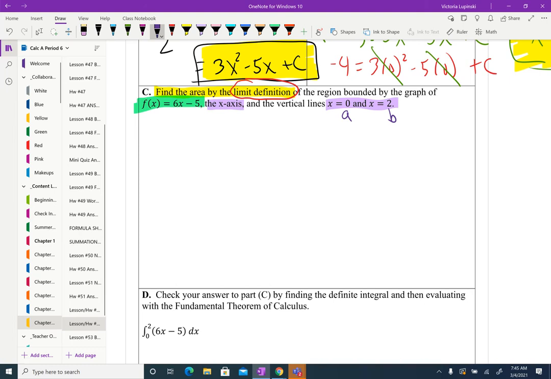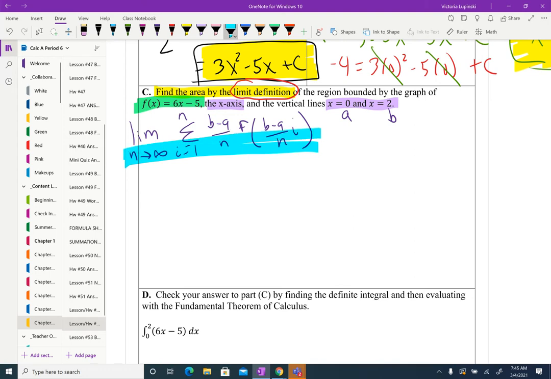So once you have all that information, you're going to start by writing the formula. So we're going to find the limit as n goes to infinity of the sum from 1 to n of b minus a over n times f of a plus b minus a over n times i, sorry. And again, I just want to reiterate that this is something that does not change.